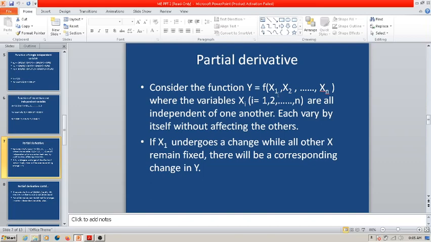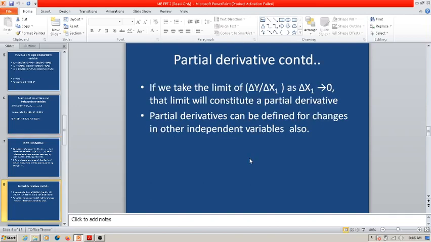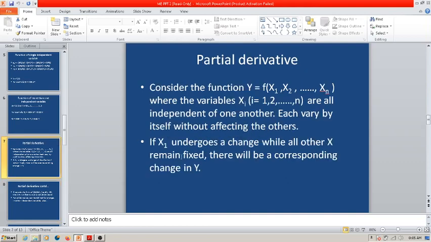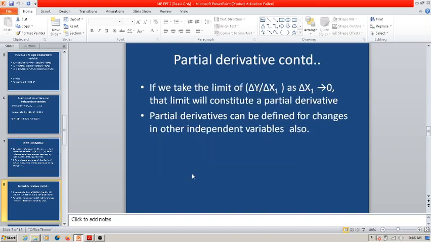If x1 is undergoing a change, then there will be a corresponding change in y, while all the other x variables will be kept constant. If x1 undergoes a change while all other x remain fixed, there will be a corresponding change in y. Now, that corresponding change, if x1 undergoes a change, there will be a change in y, and we can express that proportionate change as delta y by delta x1. Change in y as a result of change in x1 can be expressed as delta y by delta x1.